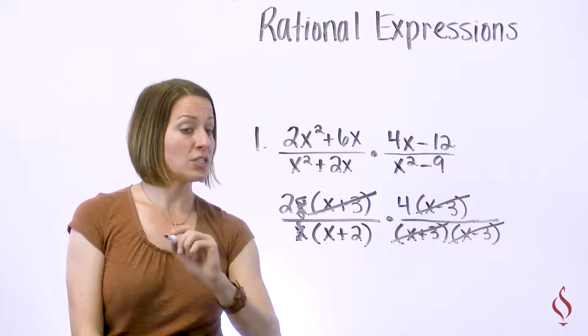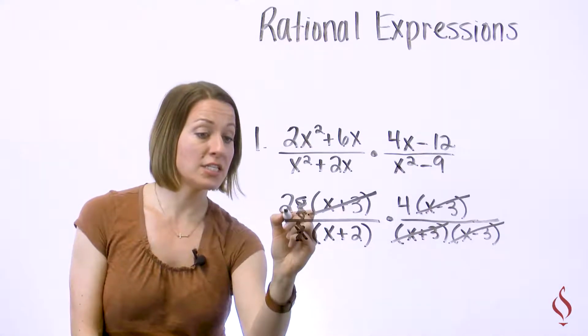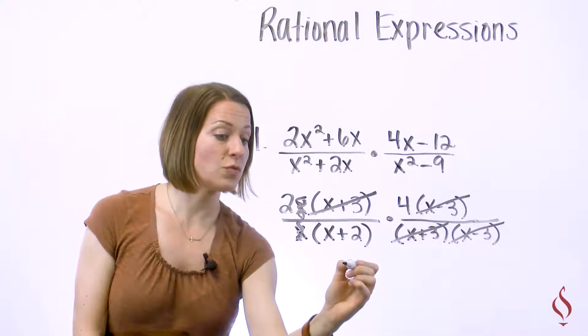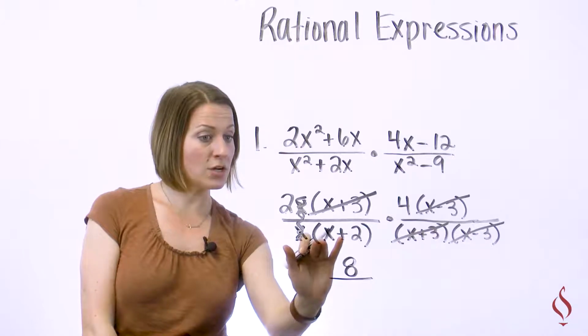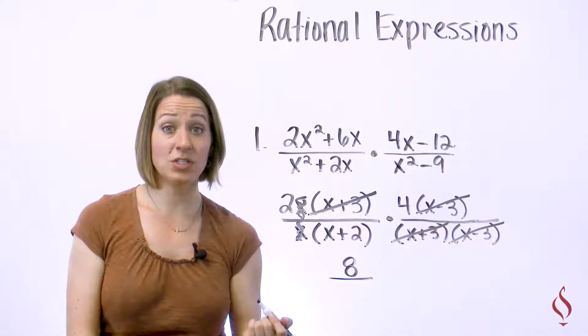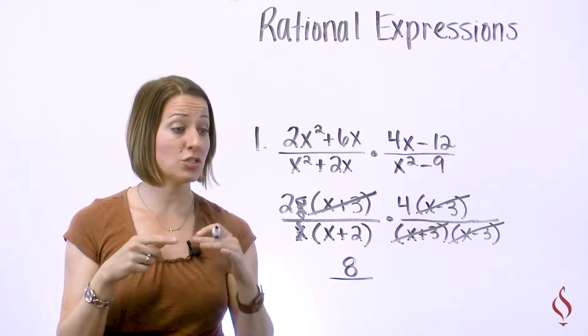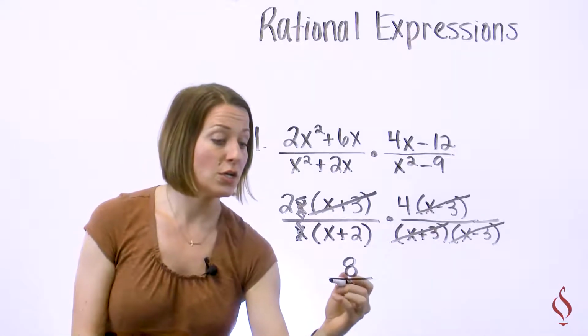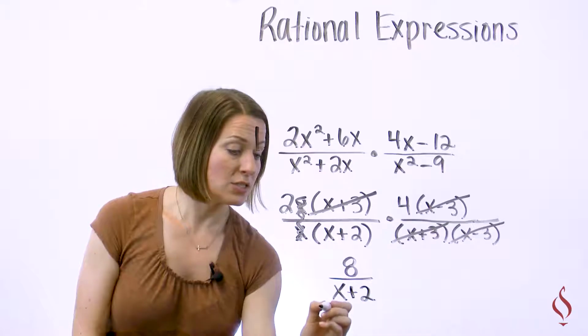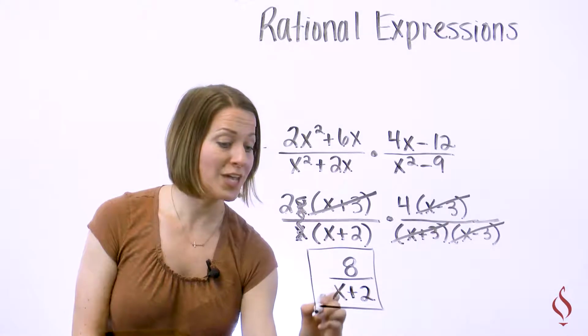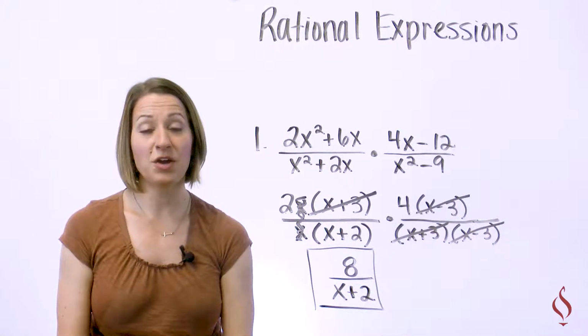So now we're going to just multiply straight across. 2 times 4 is 8. And then in the denominator, we just have this x plus 2. Now it's up to you. If you want to just drop off the parentheses here, you can. That's what I usually do. And so the answer to this multiplication problem is 8 over x plus 2.